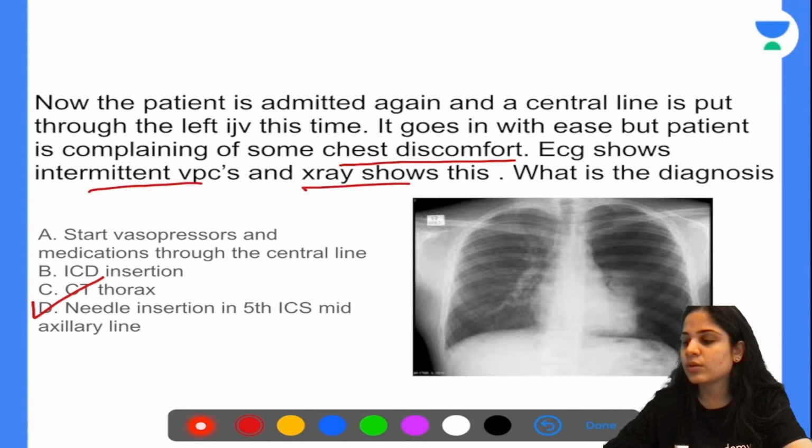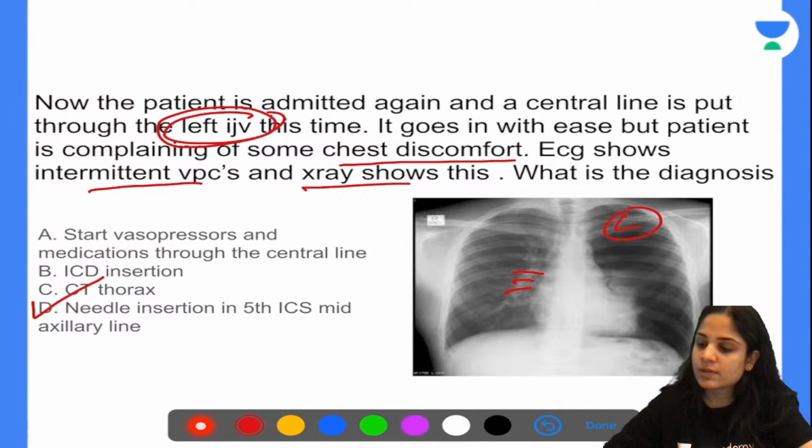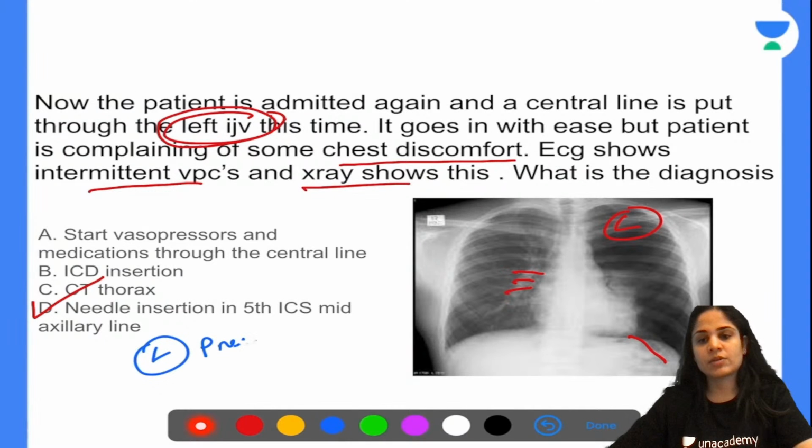First of all, there are no lung markings over here. Second of all, the diaphragm on this side is pushed down. This is also called the deep sulcus sign. And the left side looks very, very dark as compared to the right side. And the patient is also complaining of some discomfort. So this is nothing but a left-sided pneumothorax. Now, what type of pneumothorax is this? Since the patient is getting VPCs and chest discomfort, this could be a tension pneumothorax. So you have to do something which is an emergency.